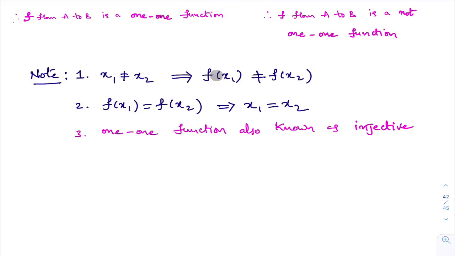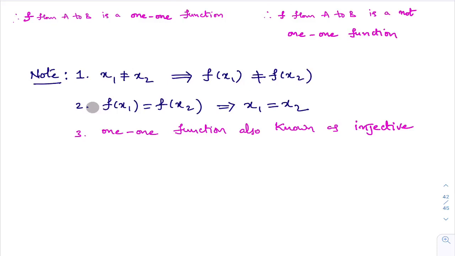I hope you are understanding. Different elements. See, I have written not equal, which means they are different. x1, x2 are different. Different elements must have different images. To prove a function is a 1-1 function, we will prove this. We will take x1 not equal to x2 and we will prove that f of x1 is also not equal to f of x2. Right? This is an important note.